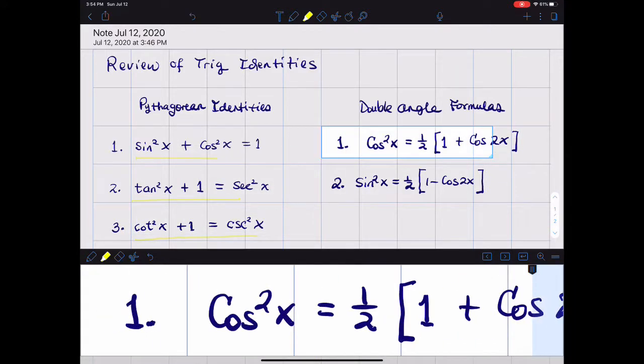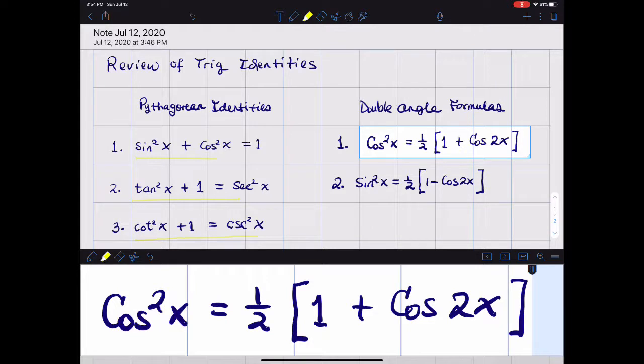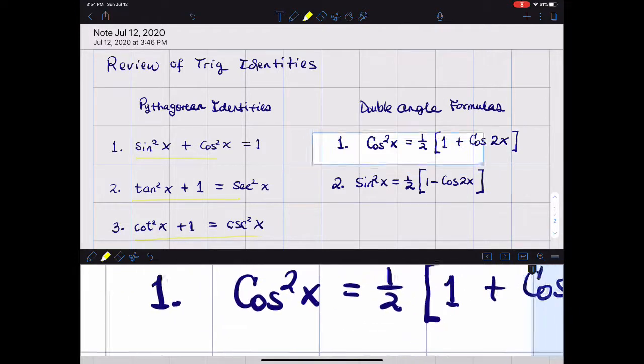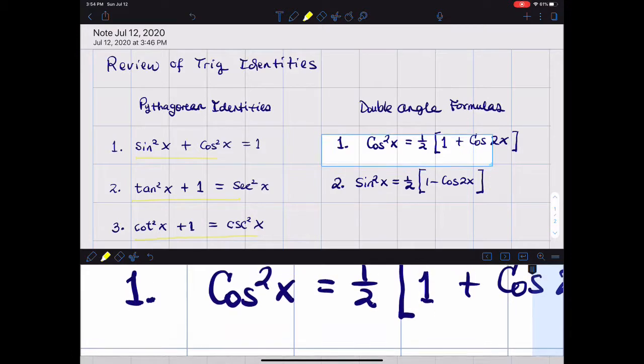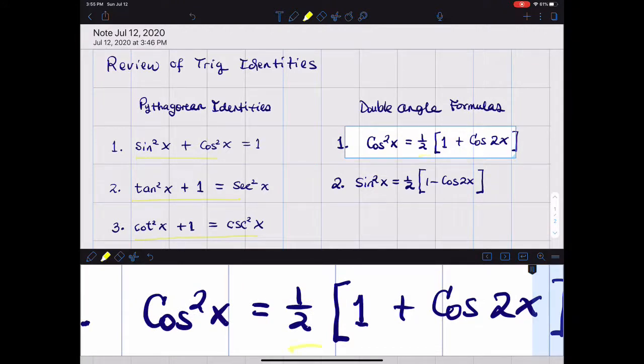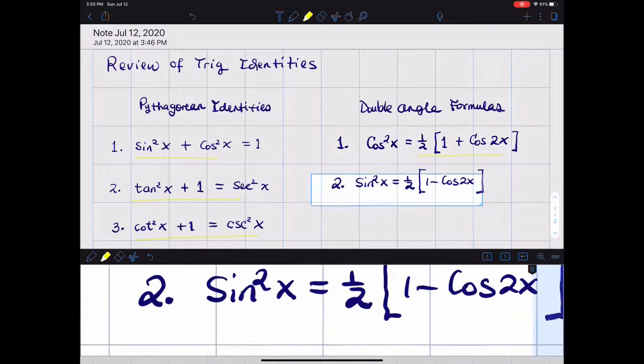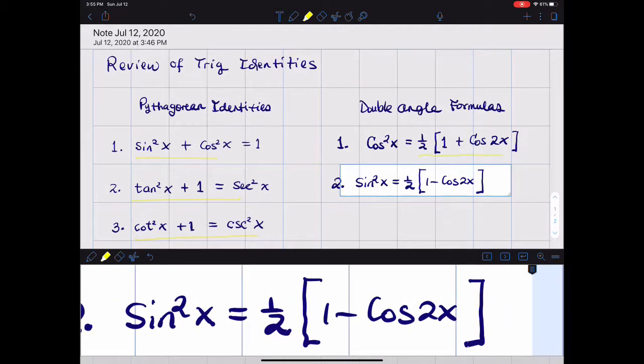Now, we also have the double angle formulas. These are called the double angle formulas because they're usually written as cosine 2x. They're expressed in terms of 2 times x. But the version we're going to be using is for expressing cosine squared x and sine squared x. So cosine squared x is equal to 1/2 times 1 plus cosine of 2x, and sine squared x is equal to 1/2 times 1 minus cosine of 2x.